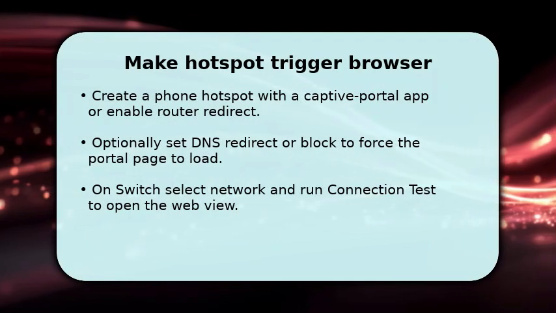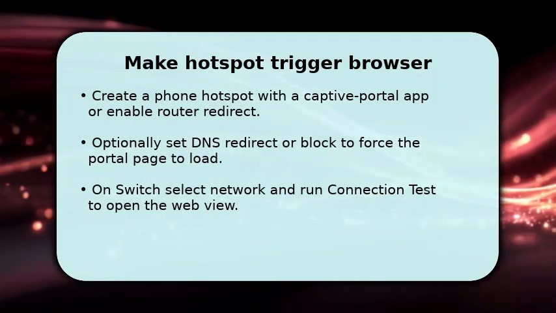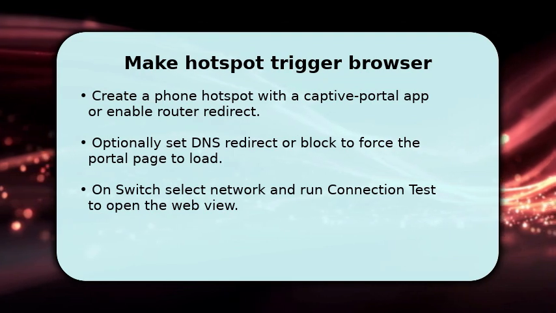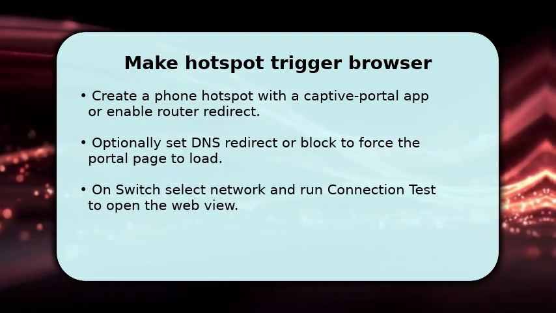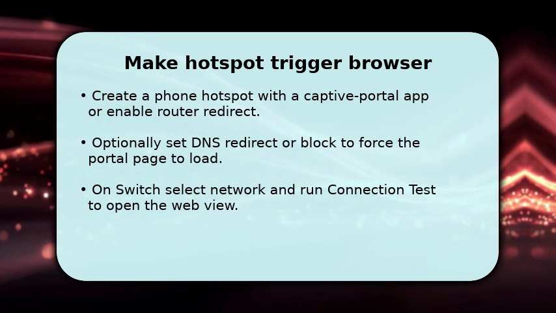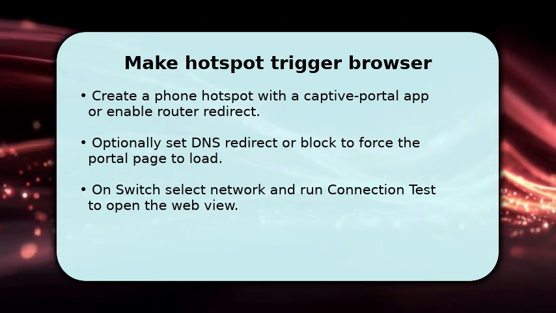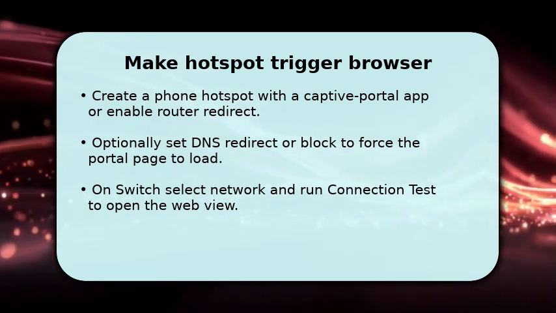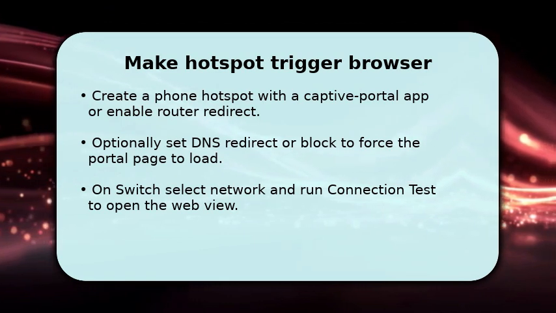Next, configure the hotspot so the switch shows the browser. On your phone or router, enable a captive portal page or use an app that injects a login/redirect. Alternatively, set the hotspot DNS to a non-standard address that forces a portal response.